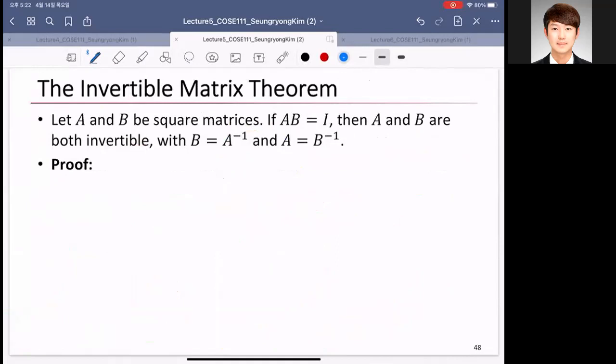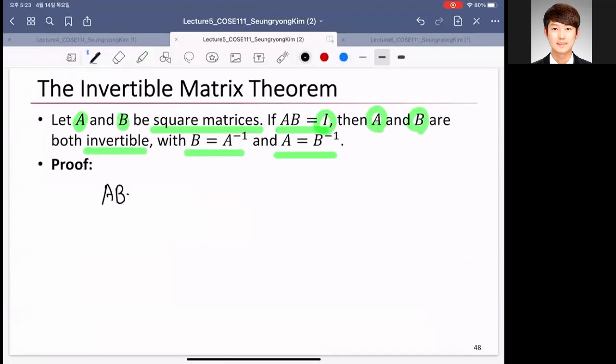Right. So one more straightforward statement: let A and P be square matrices. If AP is the identity matrix, then A and P are both invertible, with P equal to the inverse of matrix A and A equal to the inverse of matrix P. We can easily prove this one, right?